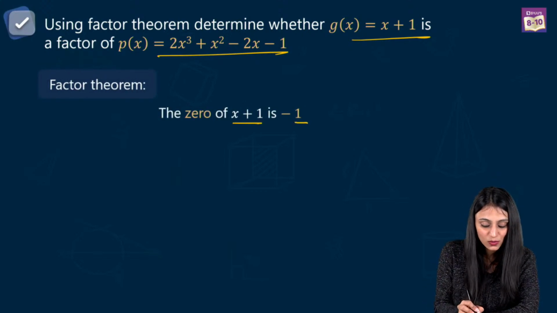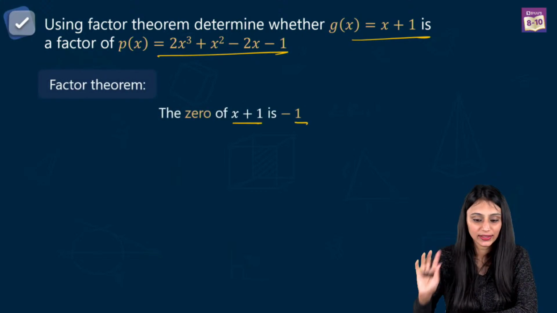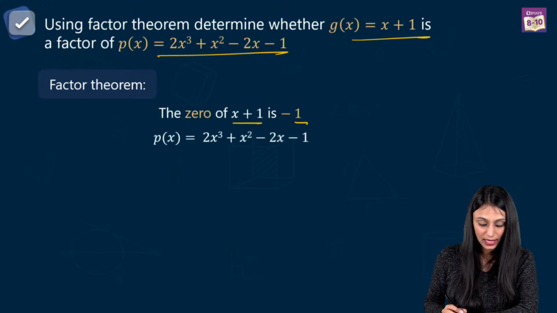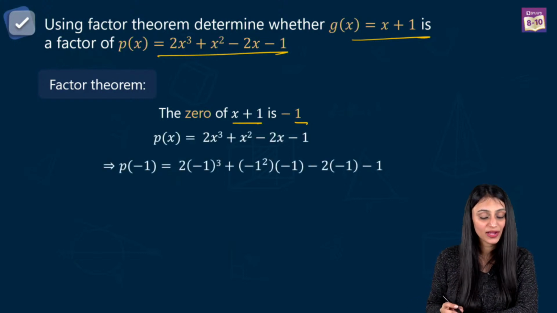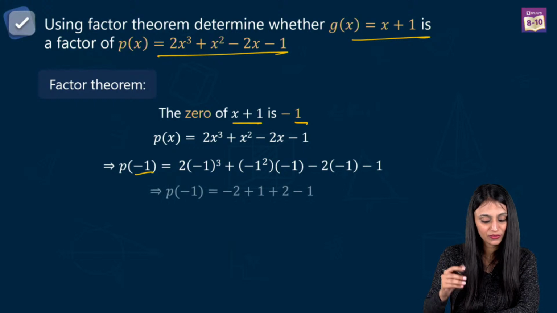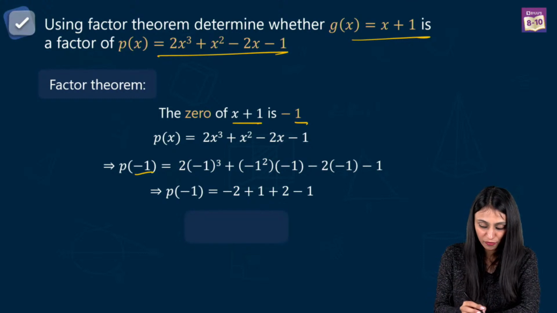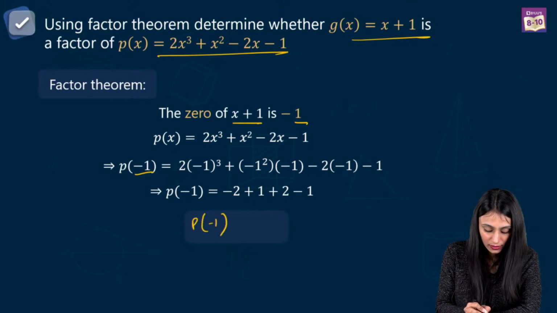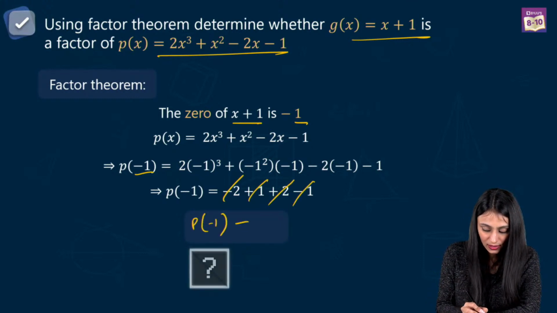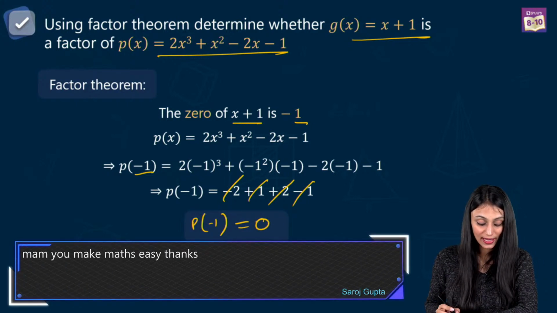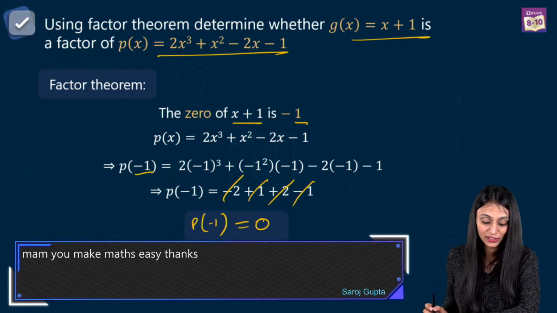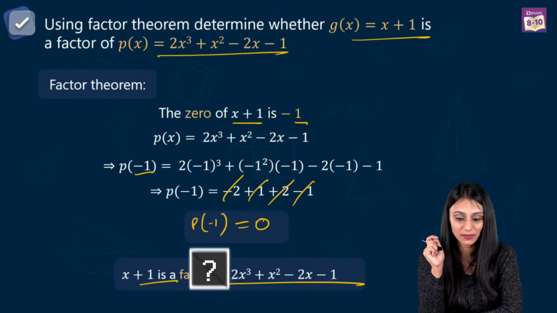So the 0 of x plus 1 would be equal to minus 1 once you equate this to 0. Alright. This is the given polynomial. Now instead of x, I'll put minus 1 over here, wherever we have x. What do we get? We get minus 2 plus 1 plus 2 minus 1. And at the end, we have p of minus 1. This gets cancelled, this gets cancelled. What do I get? I get 0. That means x plus 1 I can say is a factor of 2x cube plus x square minus 2x minus 1.